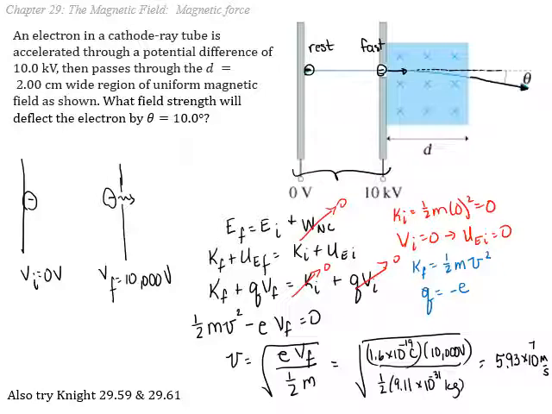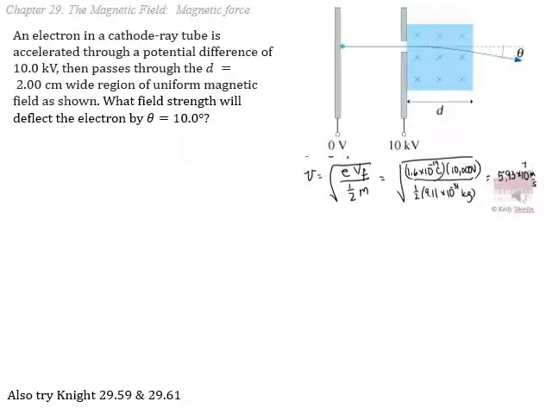Let's see what happens to it once it's in the magnetic field. Okay, so now we know the speed of our electron as it enters the magnetic field. We found that out in the previous part. Now we have an electron, a charged particle, moving in a magnetic field. We know it's going to experience a magnetic force. So let's see if we can sort out what that force is going to be. So here's just another sketch of what's happening.